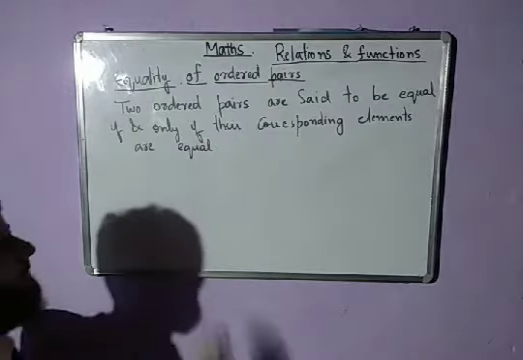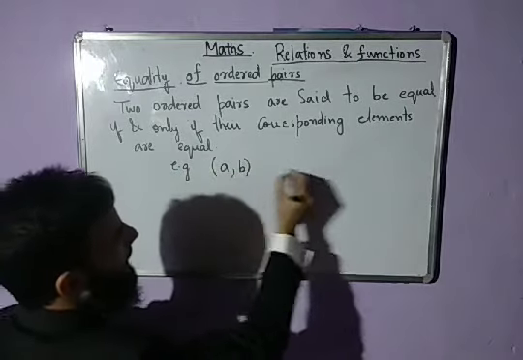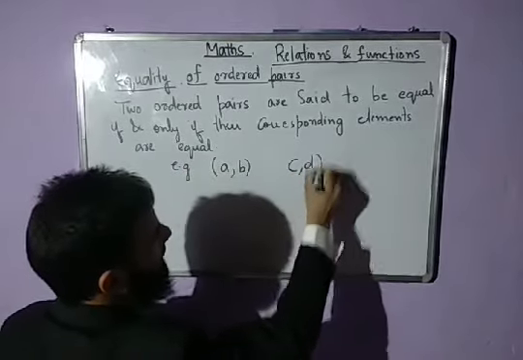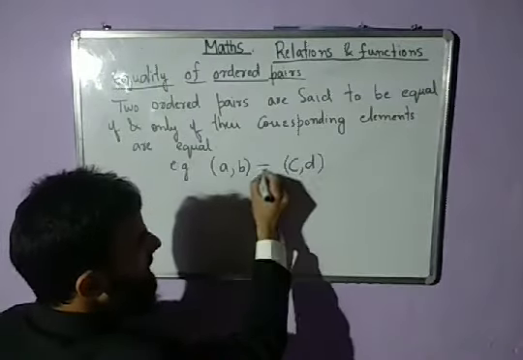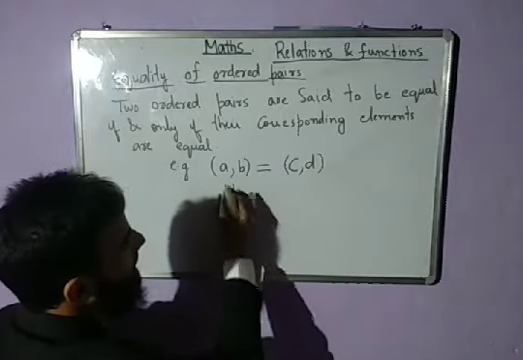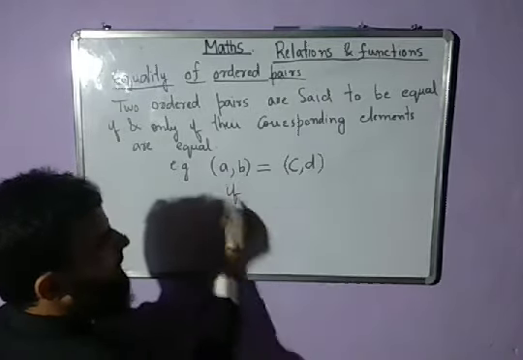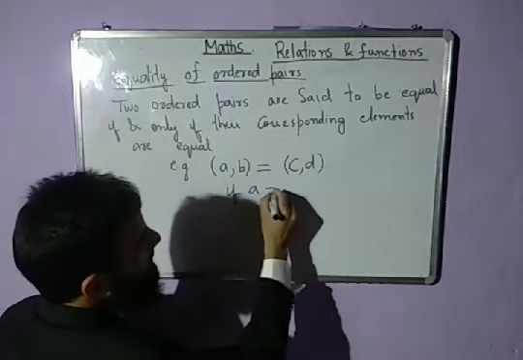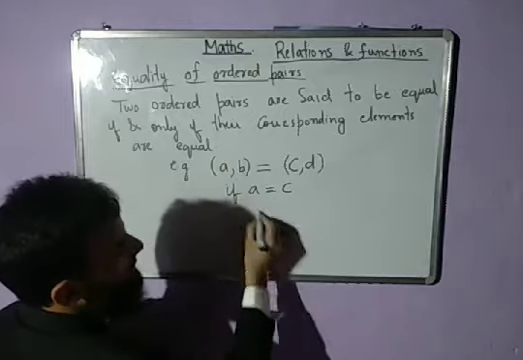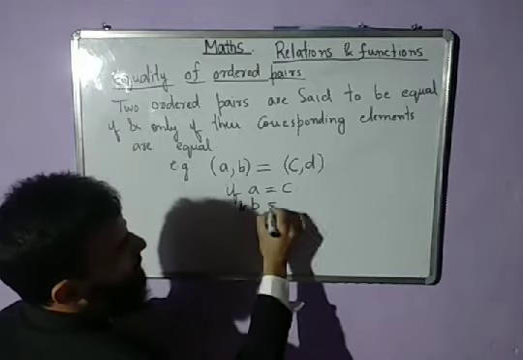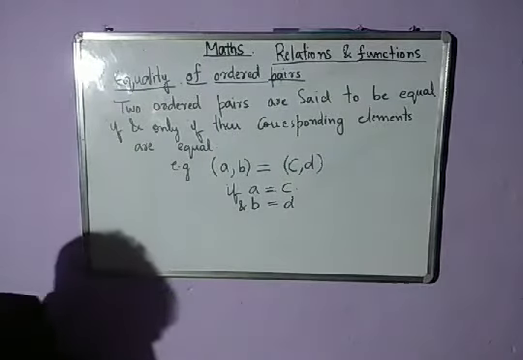What does this mean? Let's suppose I have an ordered pair (a, b) and another ordered pair (c, d). These two ordered pairs will be equal if the first element of this ordered pair is equal to the first element of the other ordered pair, that means a should be equal to c. Similarly, the second element should be equal to the second element of the other ordered pair, and b should be equal to d. So this is the equality of ordered pairs.